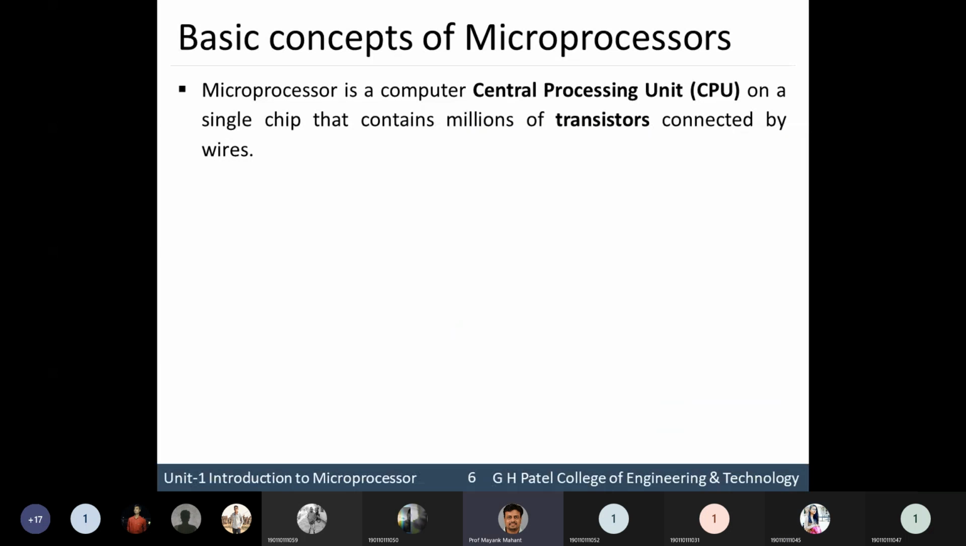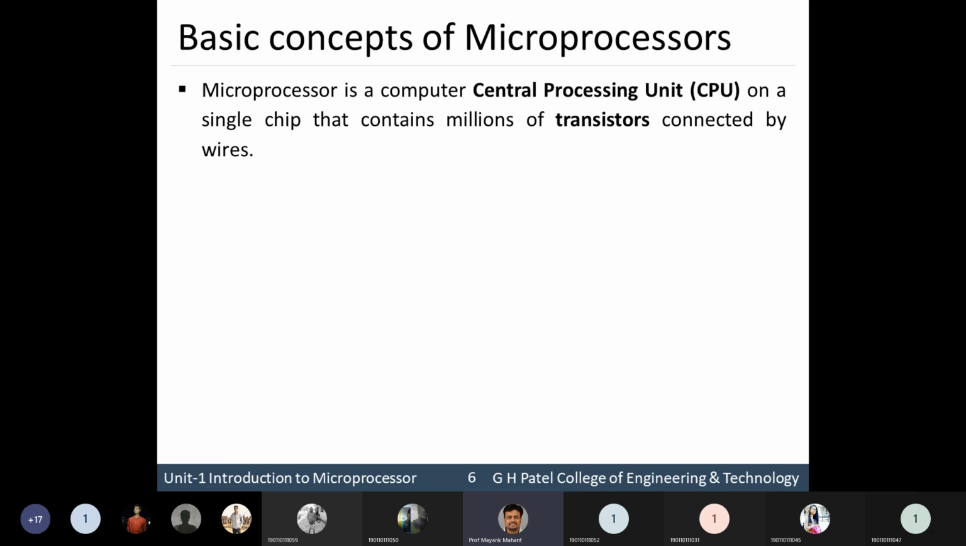So a microprocessor, we can call it a mini computer. We can also call it a central processing unit on a single chip that contains millions of transistors connected by wires. You will study this in your next coming semester in the subject VLSI. There you will come to know that all the operations we perform, such as addition, subtraction, multiplication, division, storing the data and getting the data, are done with the help of transistors.